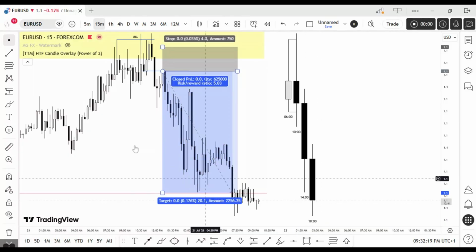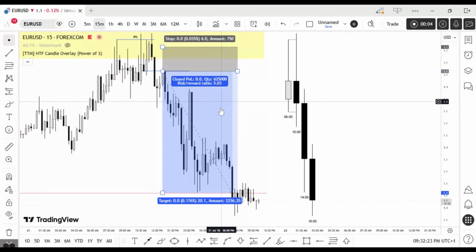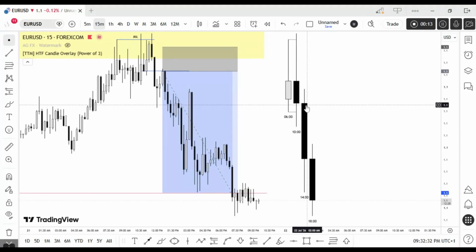So in this video I'll be breaking down how I caught a 1:5 risk reward set trade on Euro USD using only three concepts, which is the daily open high low close, 4-hour CRT, and then 15-minute entry. So stay tuned for this amazing video. Let's dive into the breakdown.